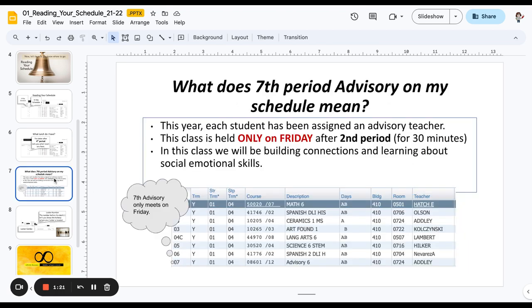The third thing you're going to notice is advisory, and it's a seventh period. The only thing that means is that that's a class that only meets on Friday. So don't worry about that. We're going to give you more information in the future, but advisory is your seventh period, but it is only on Fridays. If you have any questions, reach out to your teacher.